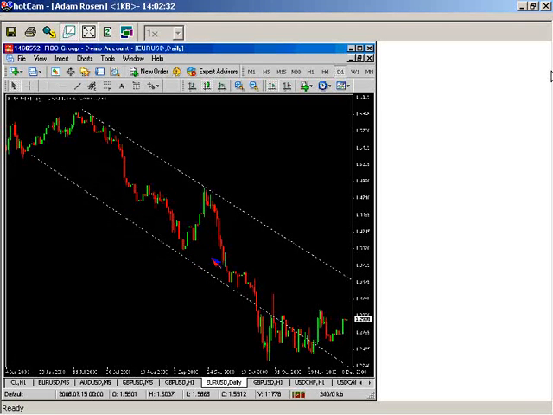Okay, so that's a trending market condition. It's not a very good example because it didn't give us a lot of opportunity to get involved, but we know it's trending because it continues to make lower lows and lower highs.